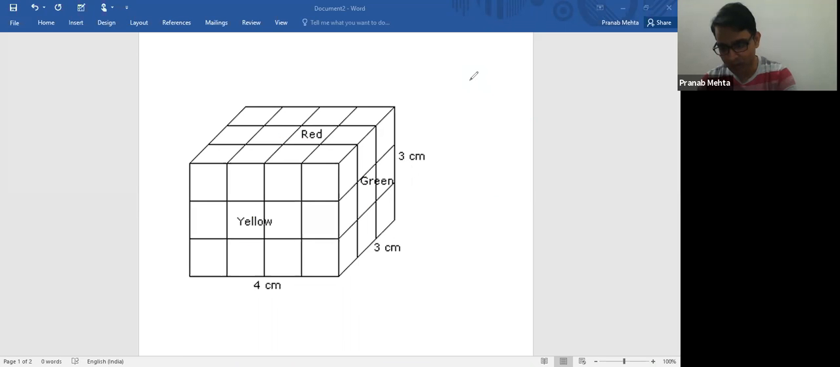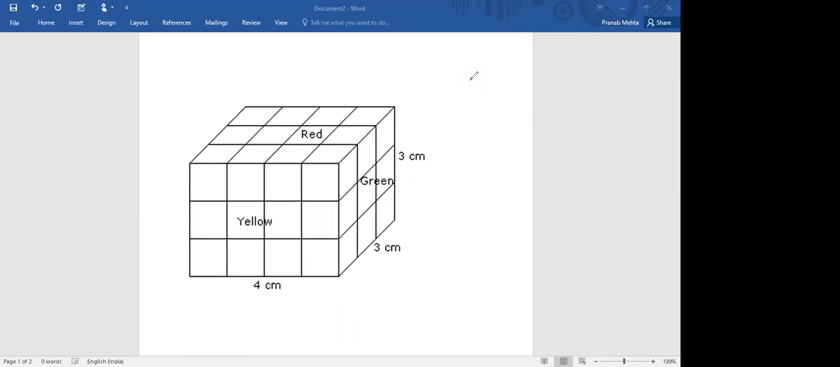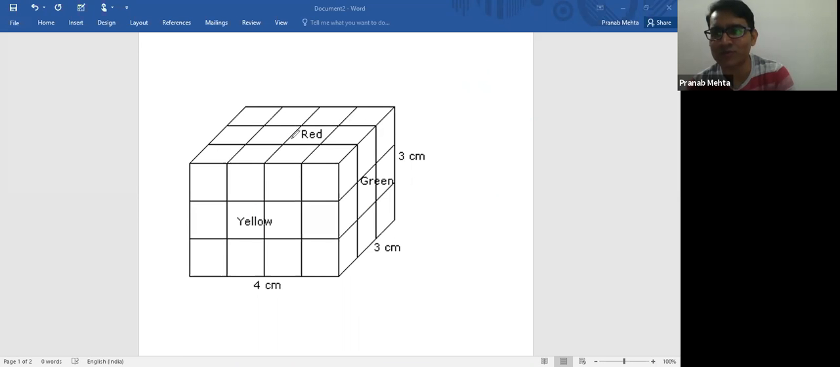Excuse me, sir. How many of the small cubes? Yeah, tell me. Yes, tell me, dear. Sir, in the middle row, how many cubes are there, sir? Look, now this will have 12 cubes.